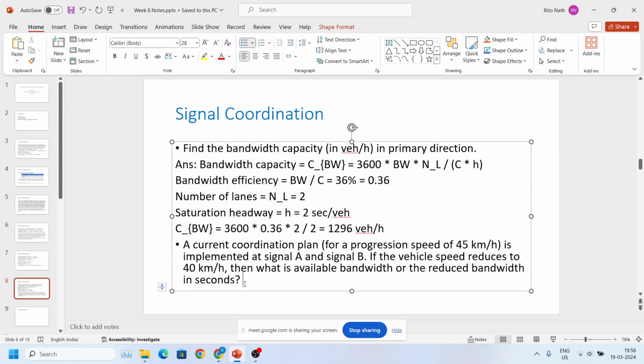Meanwhile, let me see how many are, what are the next one? Okay, so next one is also related to this. What is the resultant bandwidth capacity due to reduction in say propagation speed? Okay, so let's see how we can solve this.